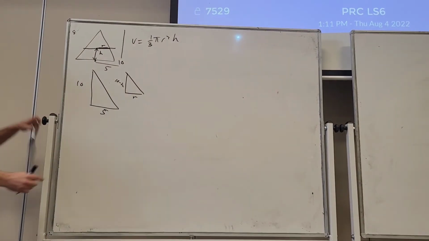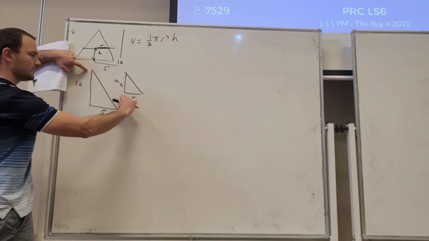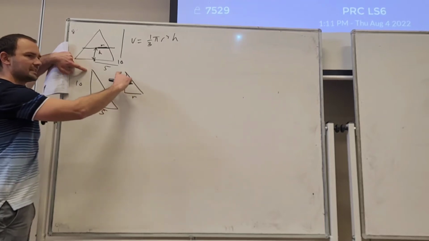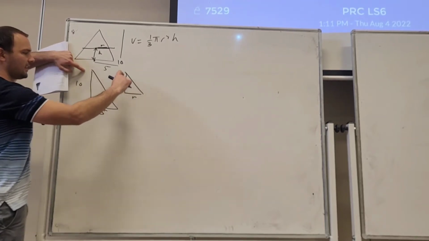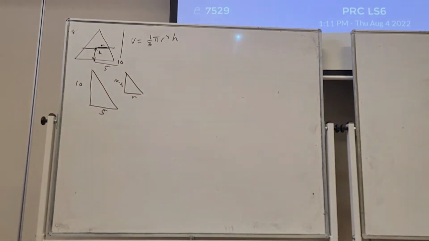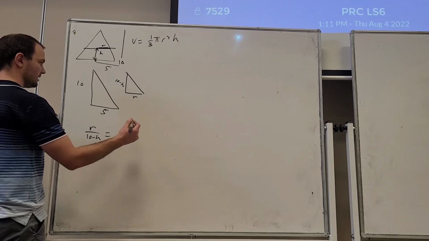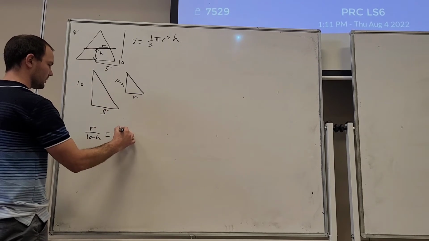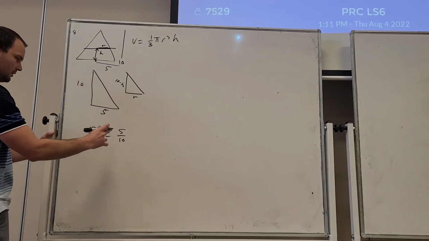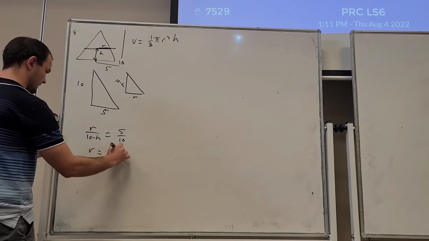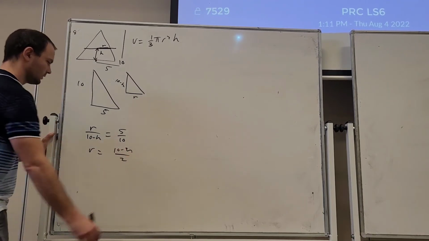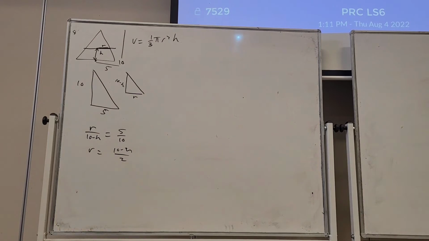It's 10 take h because the height is 10, and if this value is h, then this distance has to be 10 take h. And so we're going to establish a relationship here with similar triangles. We've got r on top of 10 take h is equal to 5 on top of 10. And so r is equal to 10 take h on 2. Part A, complete.